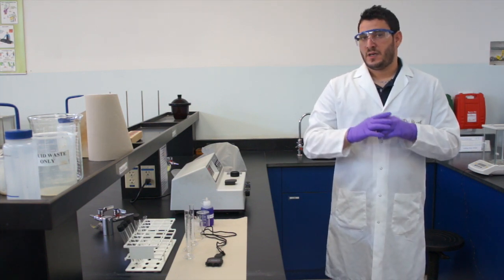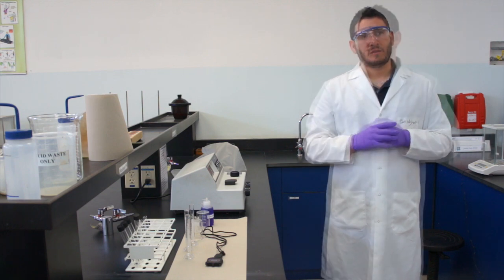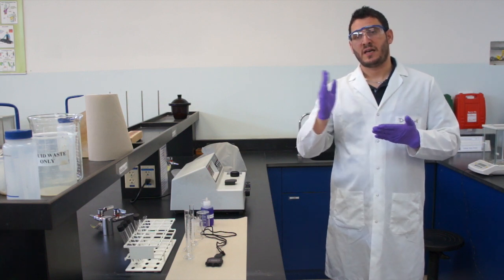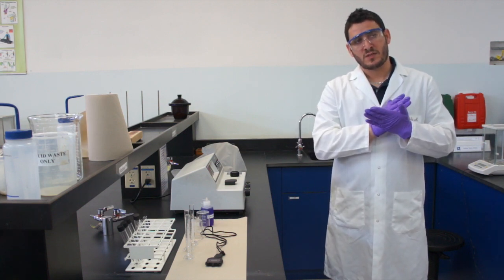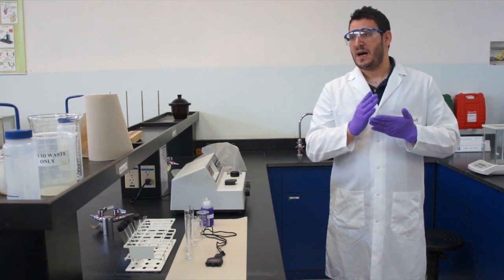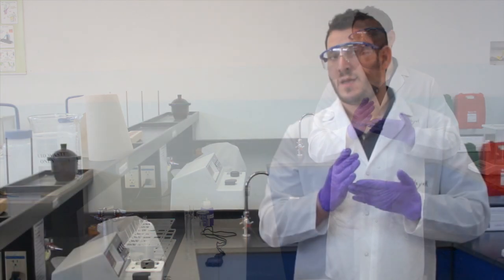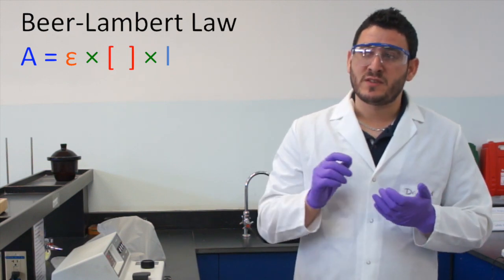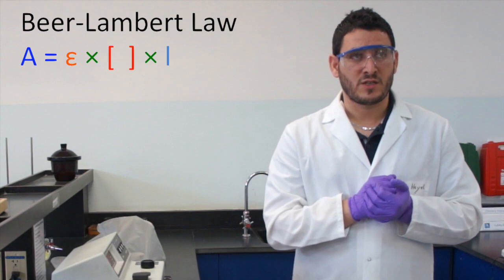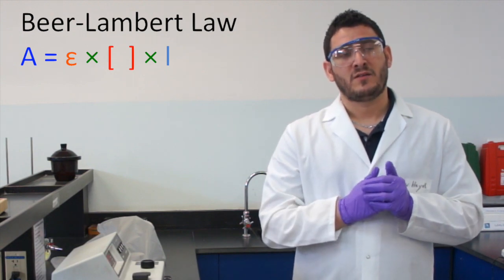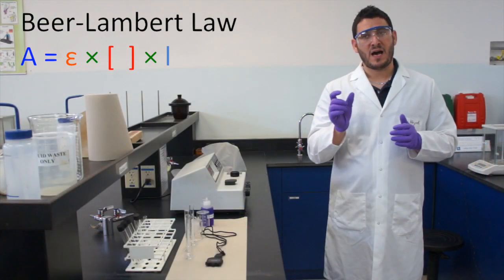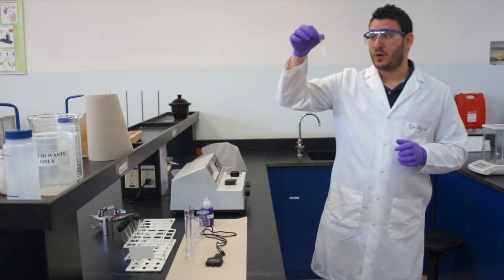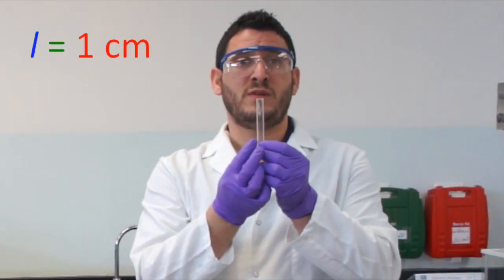Now, to monitor the concentration, I can measure the absorbance at different times. Later on, from the absorbance, using the Beer-Lambert law, I can determine the concentration. As you know, the Beer-Lambert law says that absorbance is equal to molar absorptivity multiplied by the concentration multiplied by the length of the path that the light will travel. The length, I know it: the diameter of this tube is 1 centimeter.